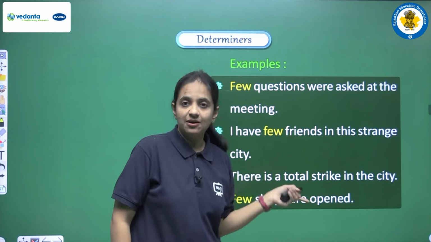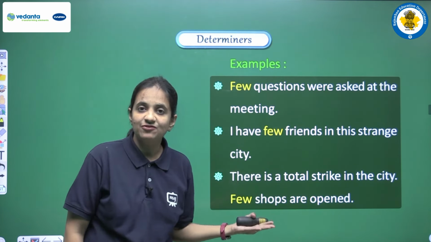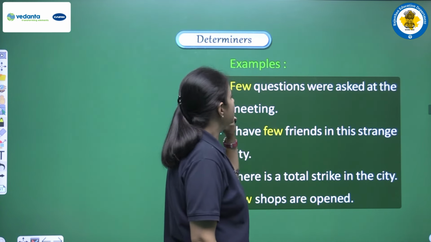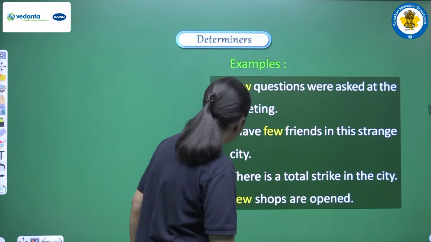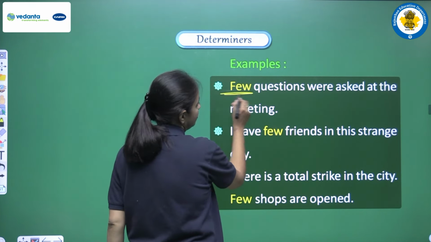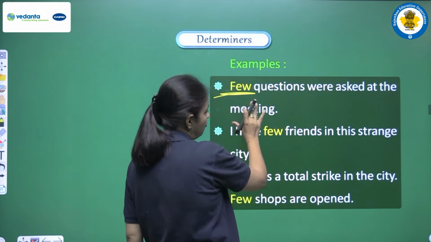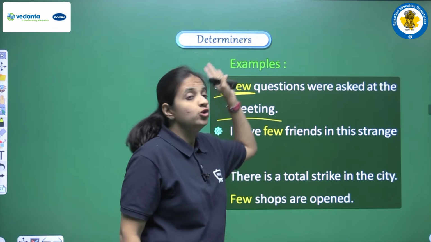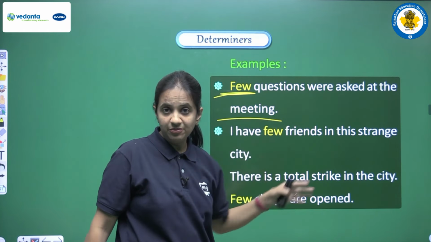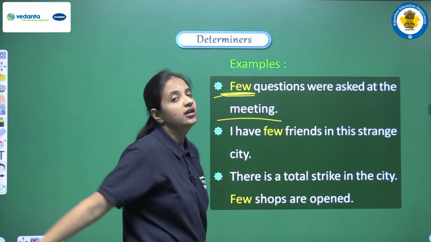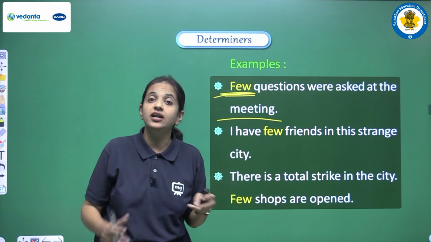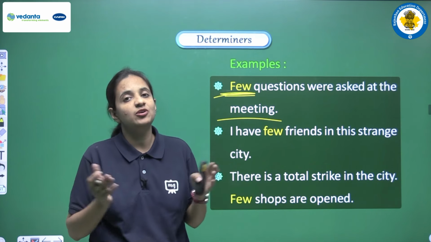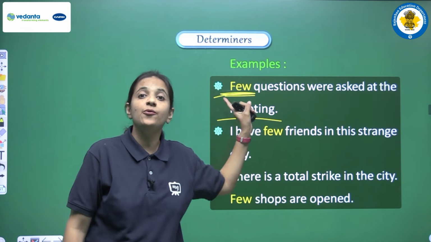Now let's see some examples of sentences in which we are having few. Let's read the first sentence: Few questions were asked at the meeting. When we have few in our sentence, it means we are talking about a meeting, and in that meeting almost no question was asked, because we have few before question. So it has a negative sense. It means in that meeting there was no question, right? Because few has a negative meaning.